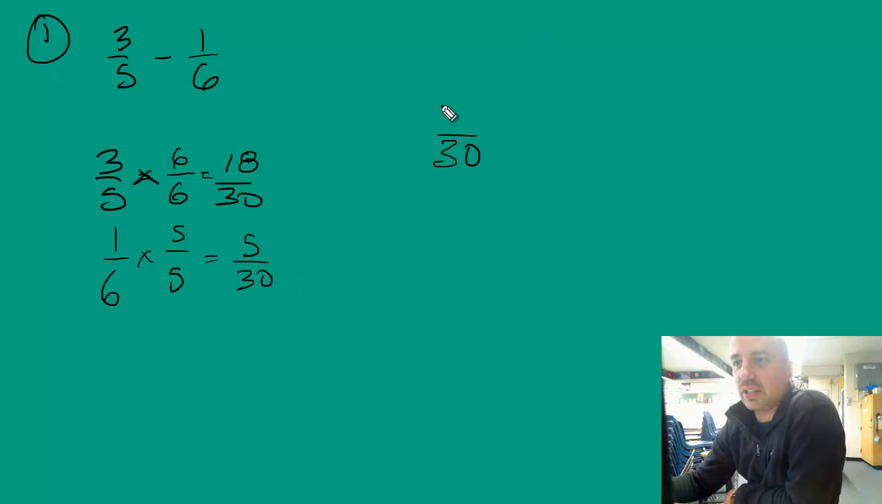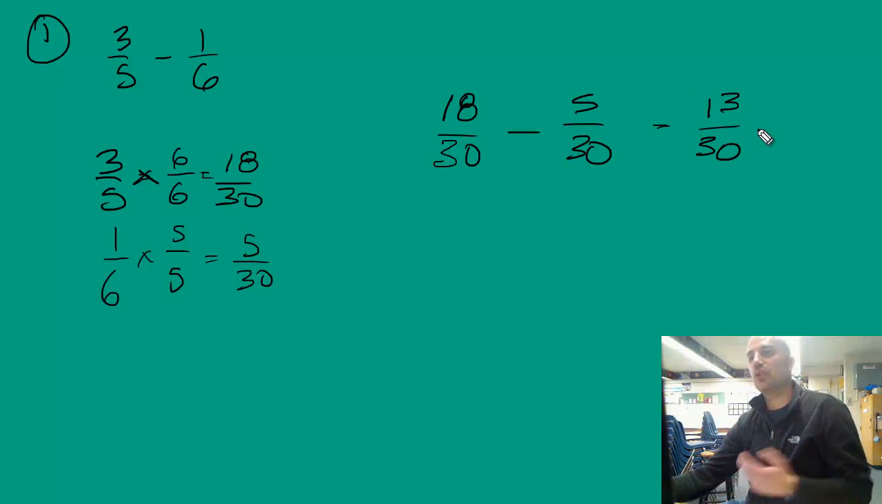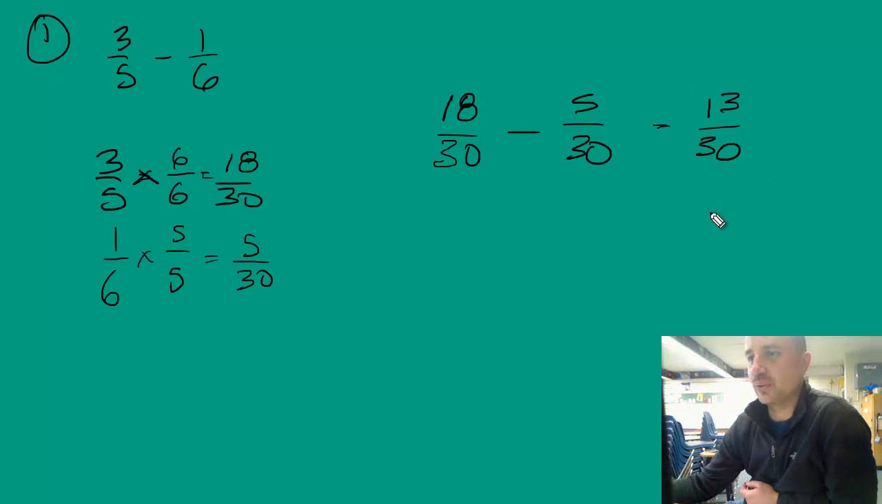And I'm going to rewrite the equation up here. 3/5 became 18 30ths. And I'm going to subtract out 5 30ths. And 18 minus 5 is 13 30ths. Pretty easy, right? Pretty straightforward. It's just like what we were doing with addition, except subtraction. No worries. Awesome. Let's move on to problem 2.